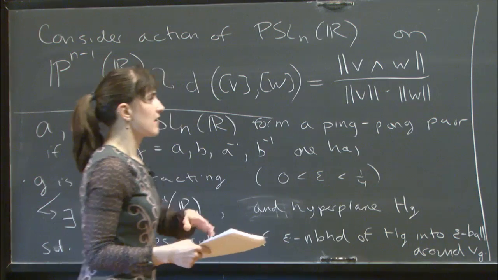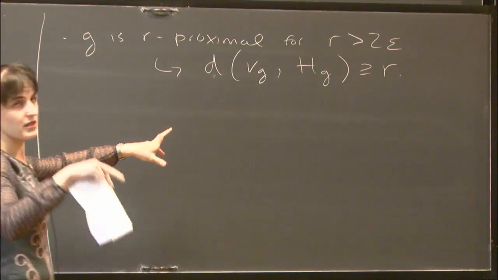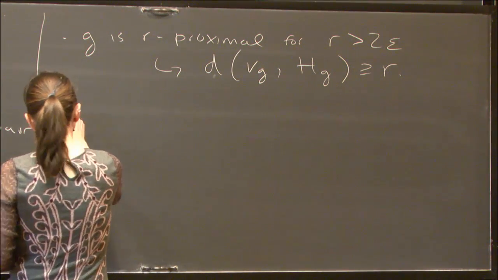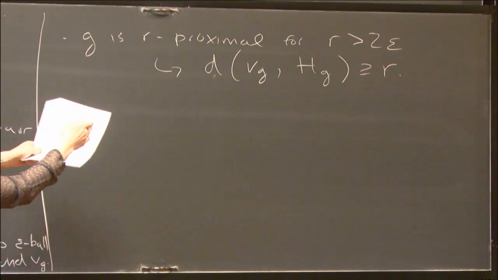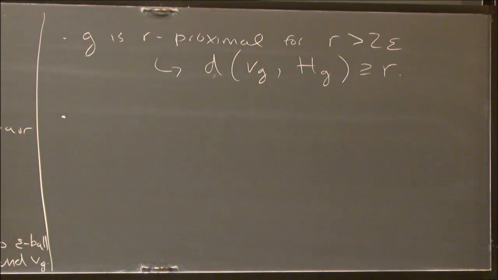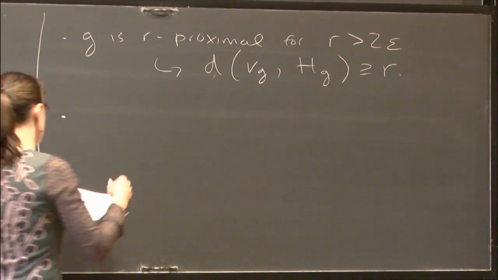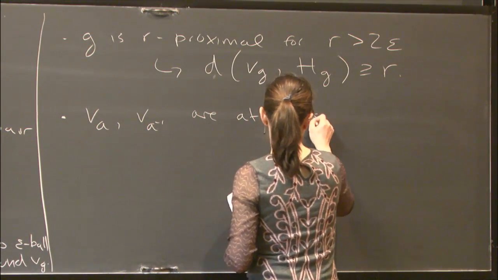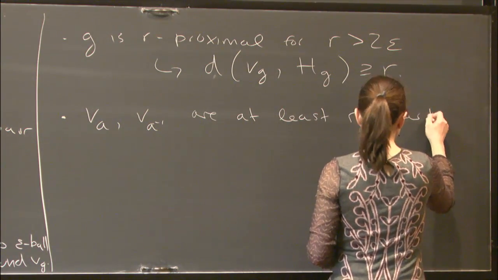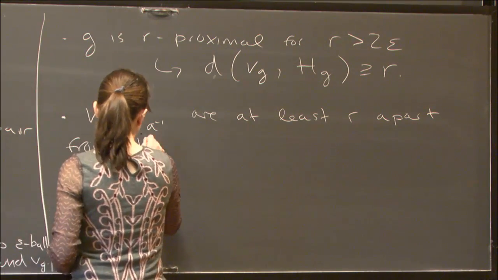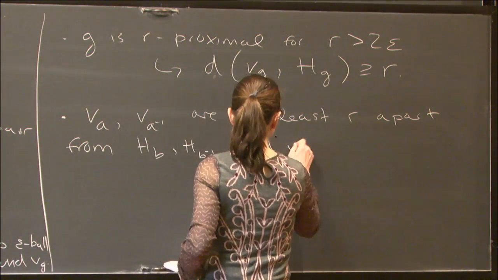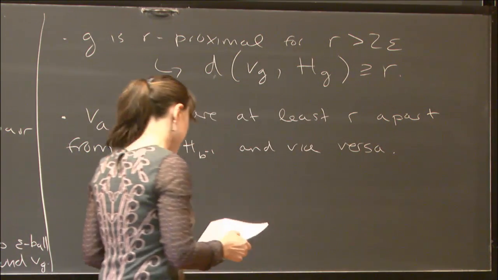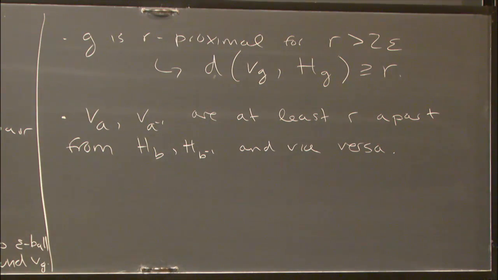Okay, so what we're saying basically by demanding this is that if you look at this epsilon ball around V_g and this epsilon neighborhood around H_g, those are far enough apart that they do not intersect. And then finally, not only are these two things separated far apart, but everything corresponding to all these elements is apart from each other. So you want that V_a and V_a inverse are at least r apart, again with this r greater than 2 epsilon, from the repulsive hyperplanes H_b and H_b inverse, and vice versa. So also the same thing for V_b and V_b inverse, far away from H_a and H_a inverse. Okay, so that's what it means to be a ping pong pair.